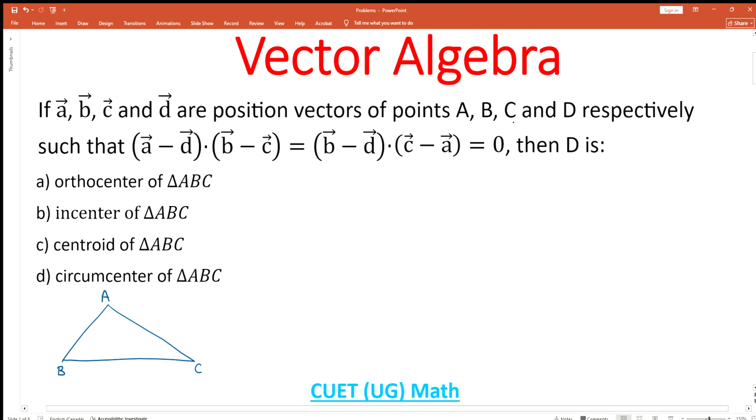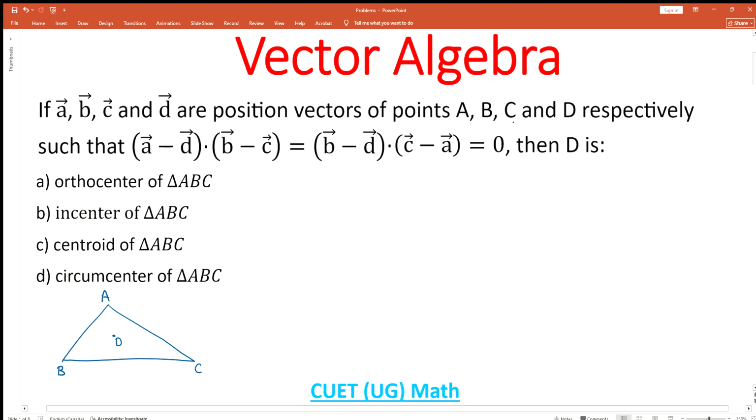The 4 given answer choices are for orthocenter, incenter, centroid and circumcenter. As you may know, these points lie inside a triangle, so we can assume that point D lies inside triangle ABC. Let's assume point D is here. We have to use the given dot product vector equation to find the answer. Let's start by analyzing the given equation.